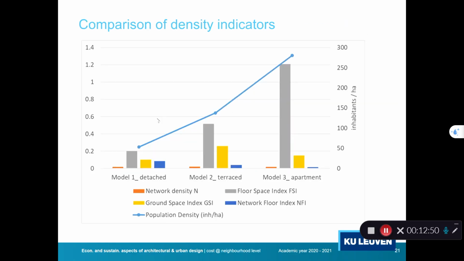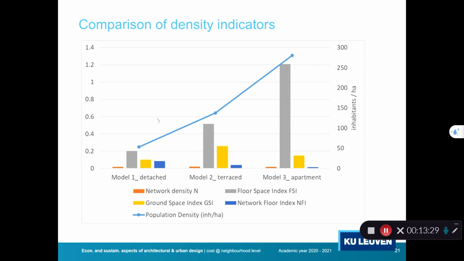For the three neighborhoods, the four or five density indicators have been calculated. In the bars, which are presented on the left vertical axis, you see the network density in orange, the floor space index in gray, the ground space index in yellow, and the network floor index in blue. The lighter blue dots are shown on the right vertical axis and are the population densities. It is the number of inhabitants per hectare.